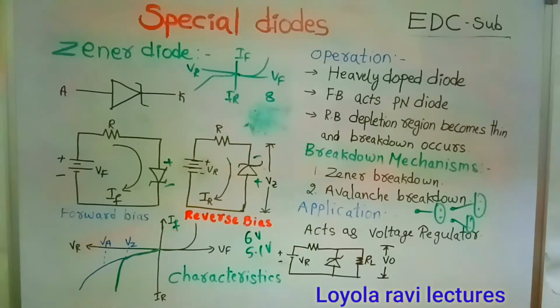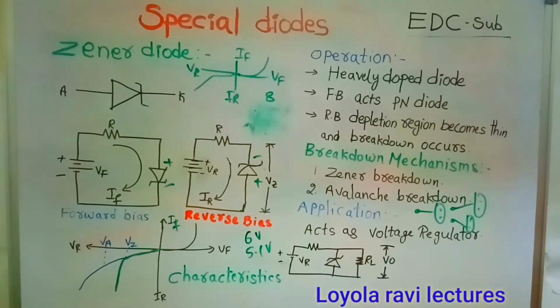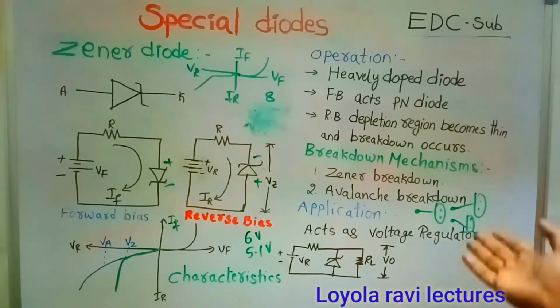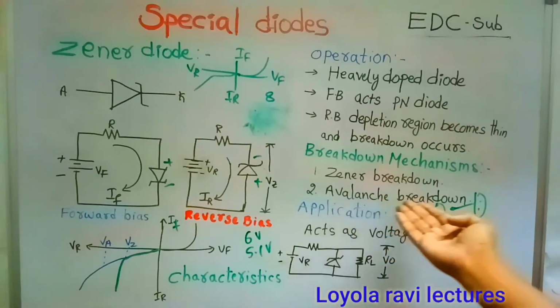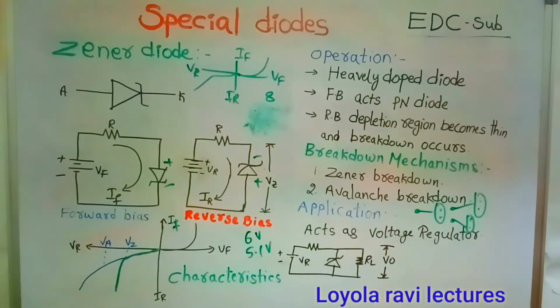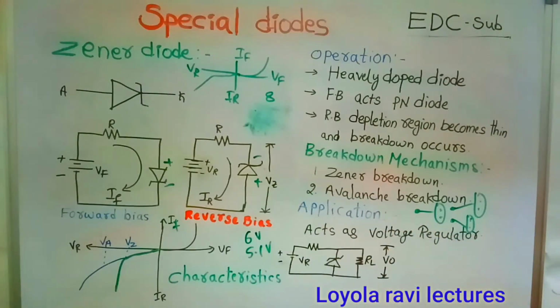So at a particular reverse bias voltage, this current increases sharply, or suddenly there is a rise in the current. That breakdown is known as avalanche breakdown due to the avalanche multiplication process. If you are operating in this avalanche breakdown region, again our Zener diode gets damaged. That is why we have to operate up to the Zener breakdown voltage.